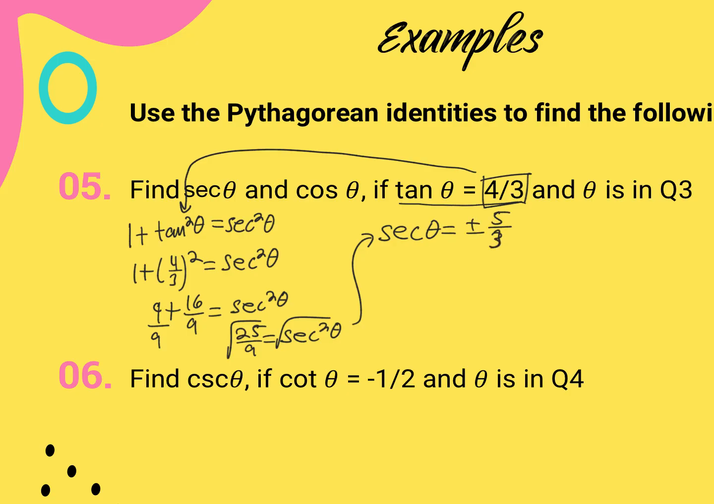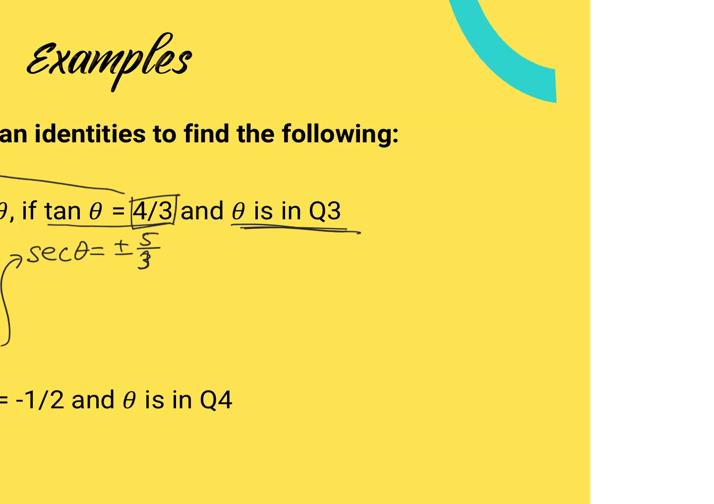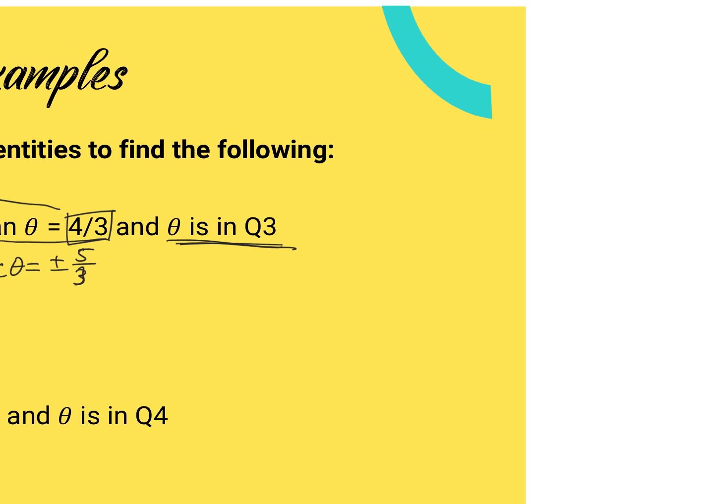Now, which one is it going to be? Is it going to be positive or negative? I'll tell you right now, it's not going to be both. So what we're going to do is use this information right here. We're given that theta is in quadrant 3. So give yourself some room on the side. I'm going to explain something really quick. Quadrant 3 is right here.